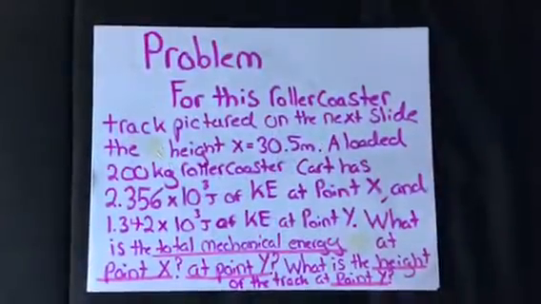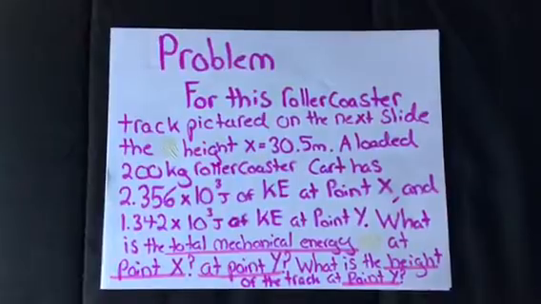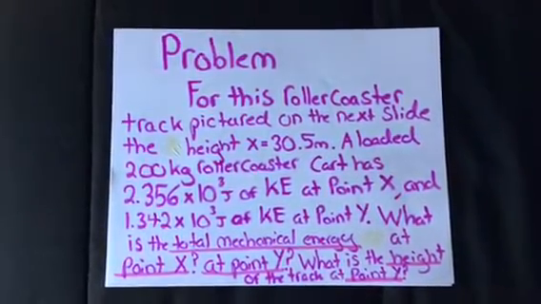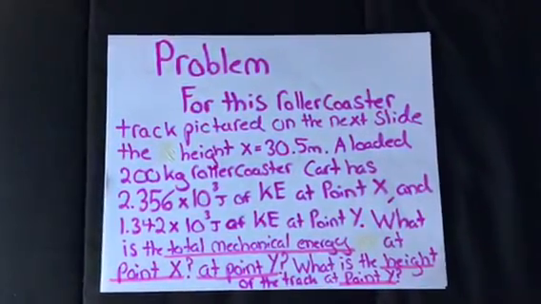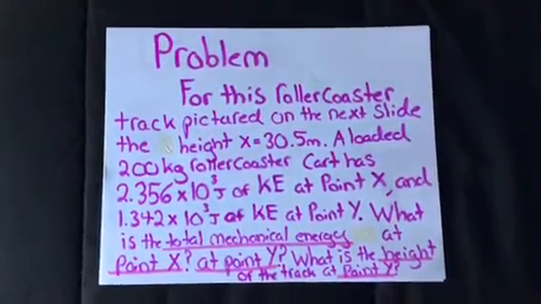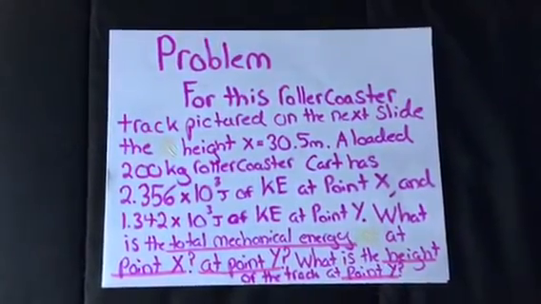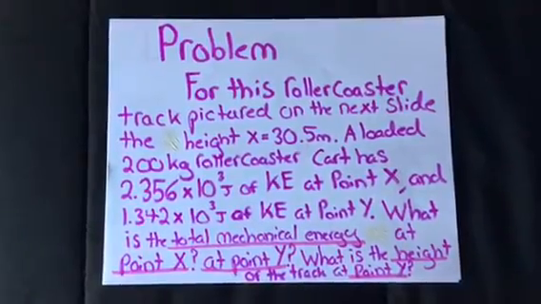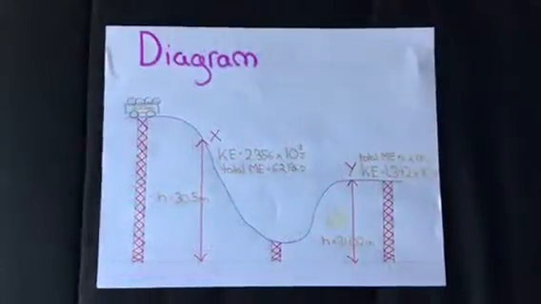So the problem states, for this roller coaster track pictured on the next slide, the height at point X equals 30.5 meters. A loaded 200 kilogram roller coaster cart has 2.356 times 10 to the third joules of kinetic energy at point X and 1.342 times 10 to the third joules of kinetic energy at point Y. What is the total mechanical energy at point X and at point Y? And then what is the height of the track at point Y?